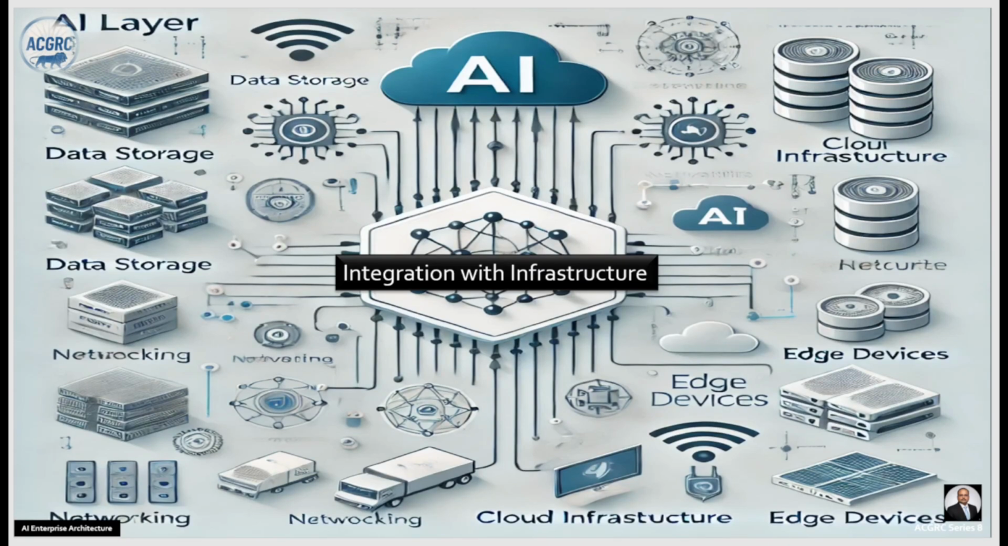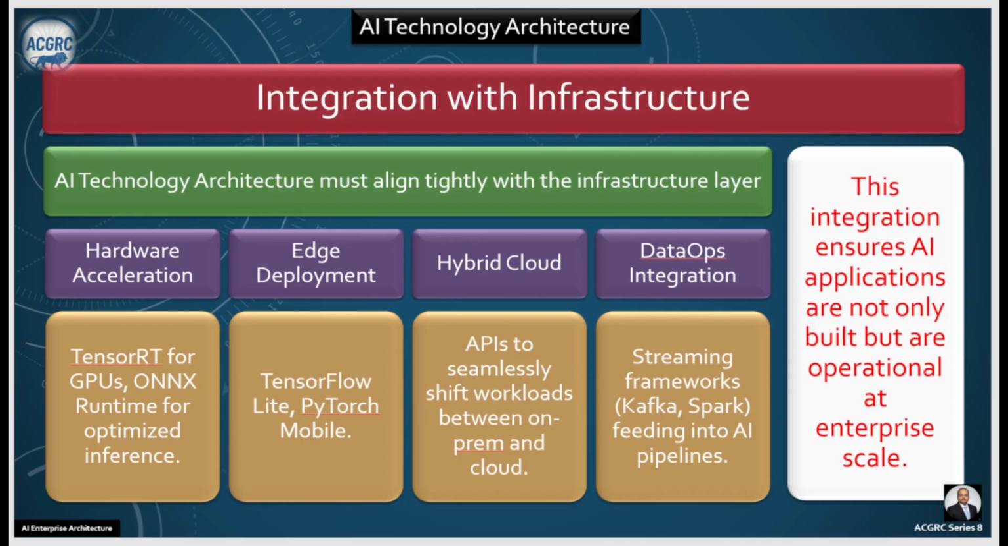Integration with infrastructure. AI technology architecture must align tightly with the infrastructure layer. Here you have the hardware accelerator, the edge deployment, the hybrid cloud, and data ops integration. TensorRT for GPUs or ONNX Runtime for optimized inference. This comes under the hardware acceleration aspect.